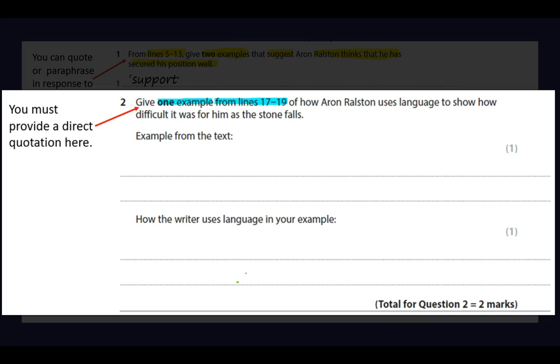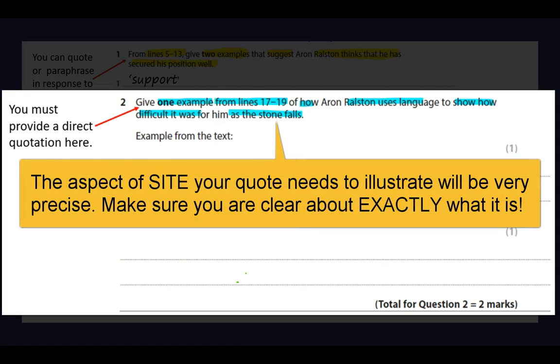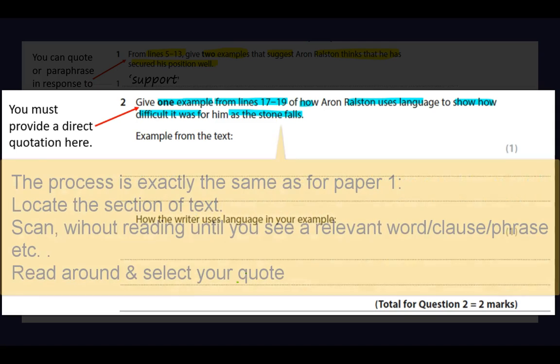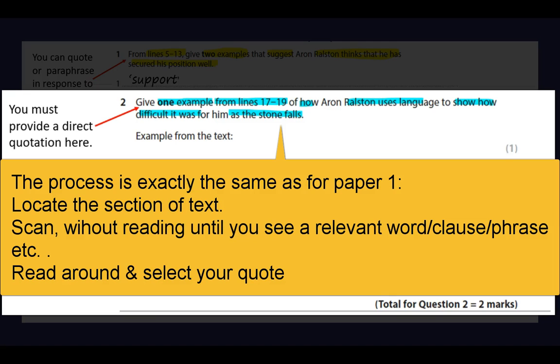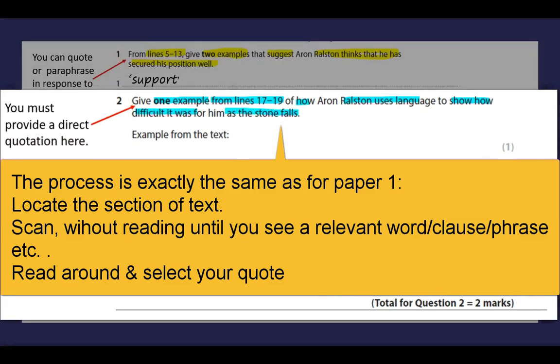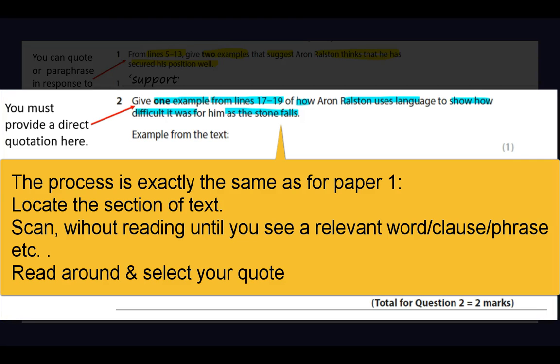Again, we've got a very narrow line reference, 17 to 19 here. And what they want us to do is to provide a quote which shows how the writer is using language to show how difficult it was for him as the stone falls. Not how difficult it was generally, but how difficult it was during one particular event. So when you're looking at these questions, make sure you read them very carefully and make sure you identify the particular focus of this question. Okay, so we need to go and find a quotation from lines 17 to 19. There are always more than one example that you can give.